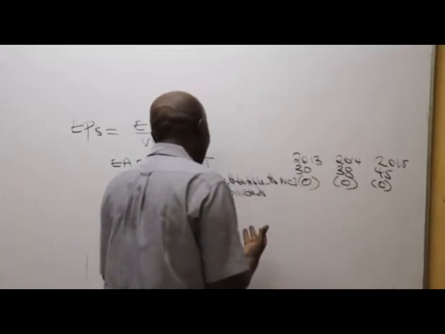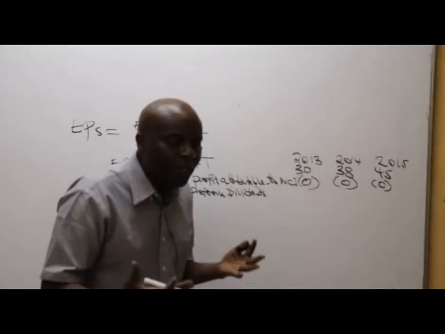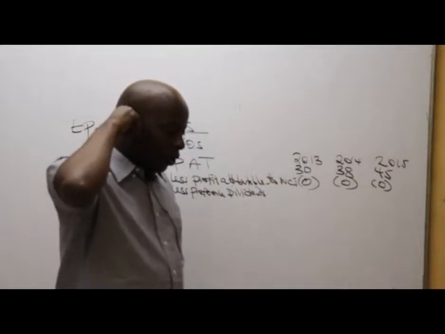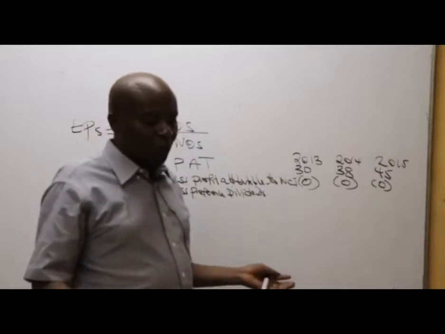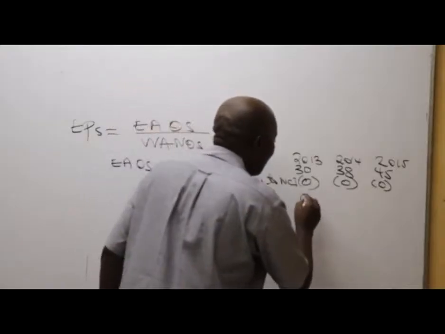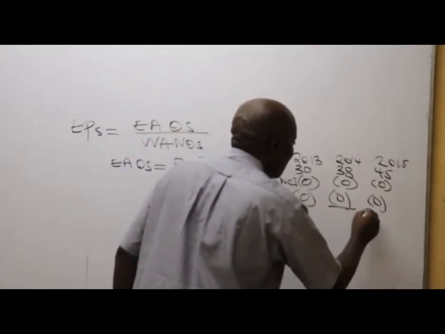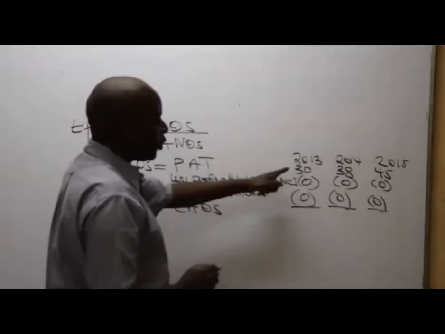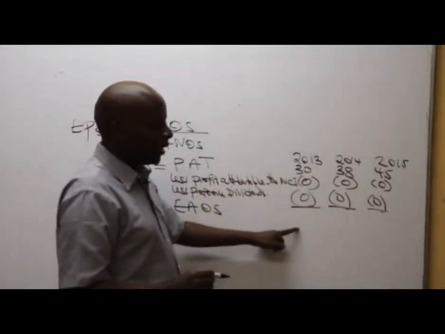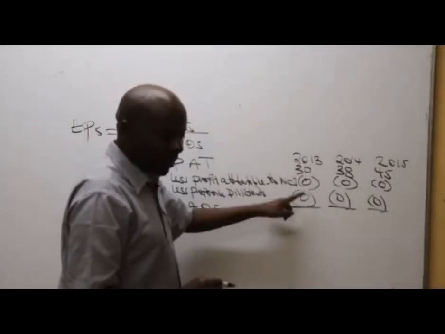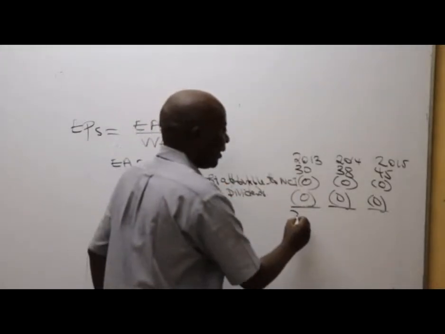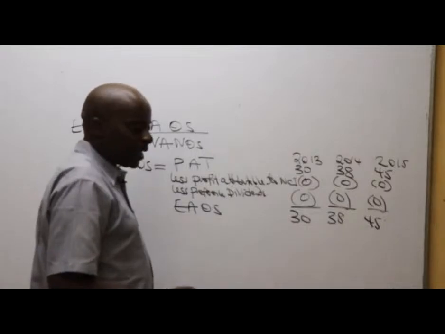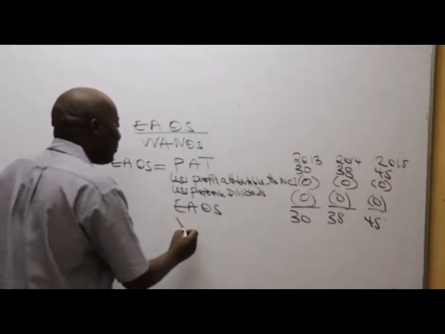Ladies and gentlemen, please talk to me again. Do we have any preference shareholders in this question? Hakuna preference shares. Kwa hivyo inamaanisha kwamba earnings attributable to ordinary shareholders muko nazo. Hii inakuja ngapi? Inabaki the same. 30. Hii inabaki 38. Hii inabaki 45. Alafu kumbuka, tunataka pia one-offs.